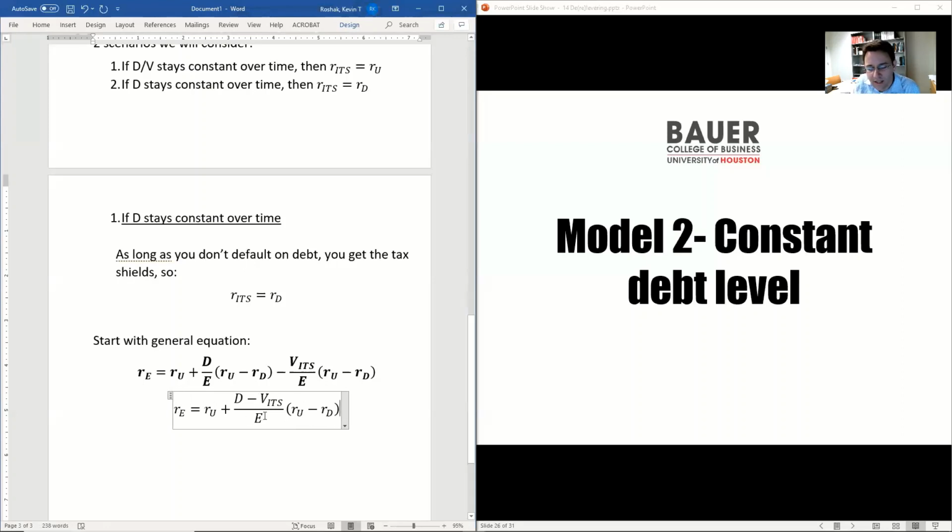This is still a little hard to use, though, because we have this value of the tax shields. We have to know up front how valuable are those tax shields. Well, with this constant debt model, that means that the tax shields are a perpetuity. Okay, it's a very stylized example. We're not going to use this model in real life, but it's worth it as a thought experiment, really. But if debt is constant, then the interest tax shields are going to look like a perpetuity.